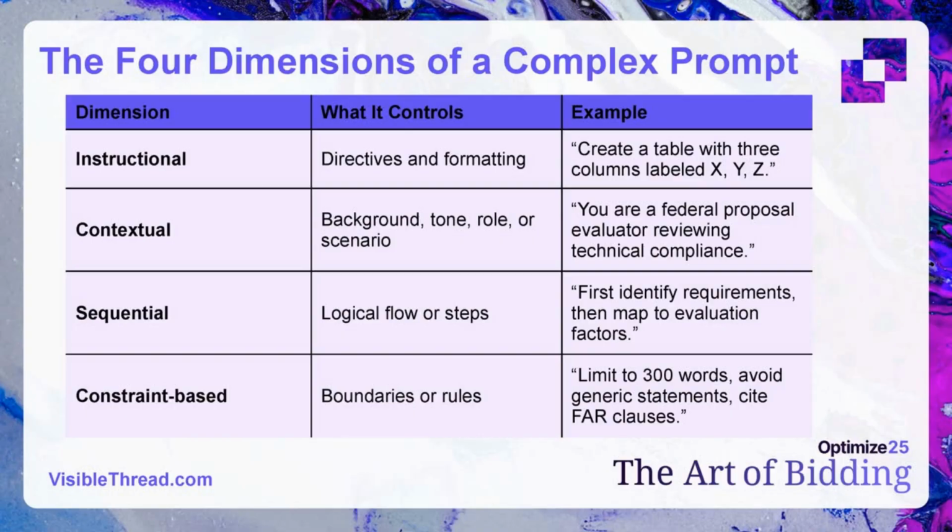So then our constraint-based layer, and I said we would cover this more, this is where our boundaries and rules are going to come in. In this example, limit to 300 words, avoid generic statements, cite FAR clauses. We have given boundaries, we've given rules, we've given you must do this, you must not do this. It's very important as we get into complex prompting.